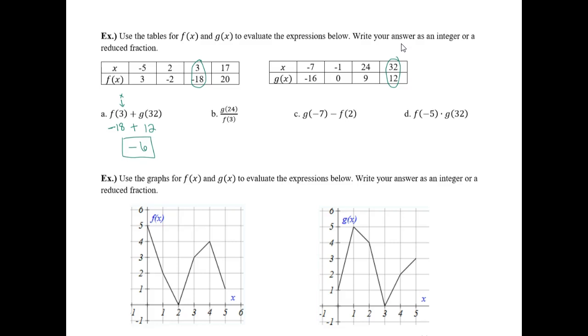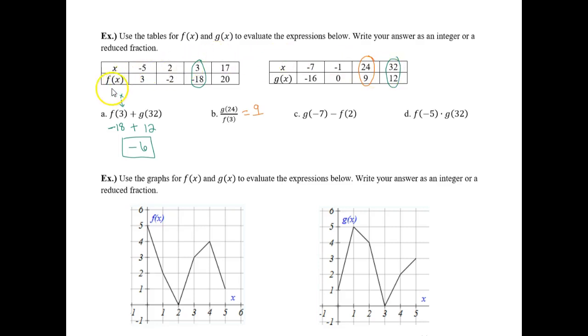Same thing for part B. Now we're looking at g of 24 divided by f of 3. So we go over to the g table first. We find the input of x equals 24. So we're over here. We input 24, we get out 9. So g of 24 equals 9.